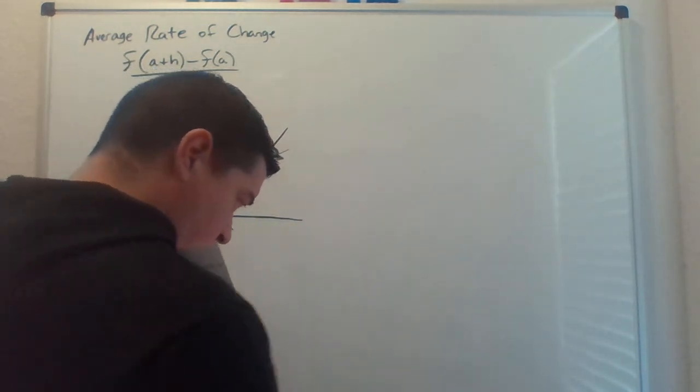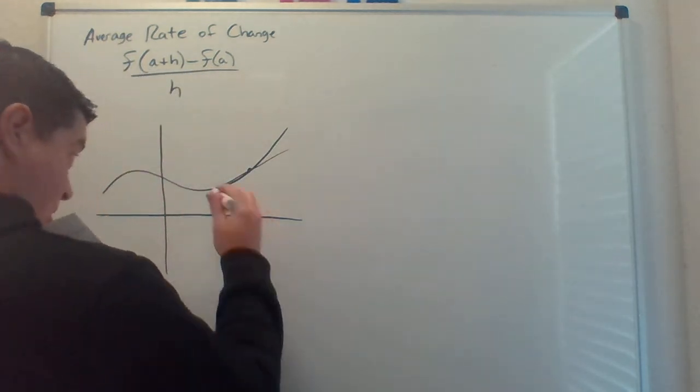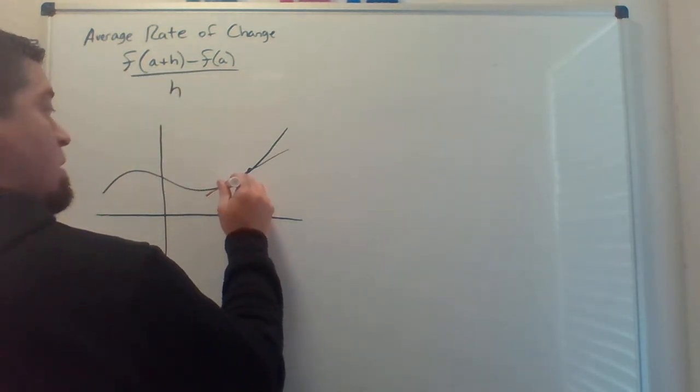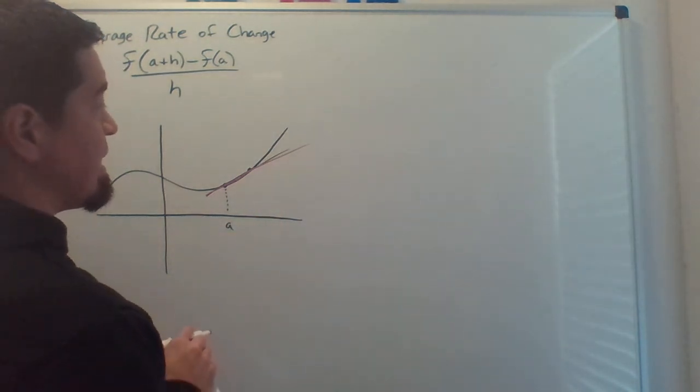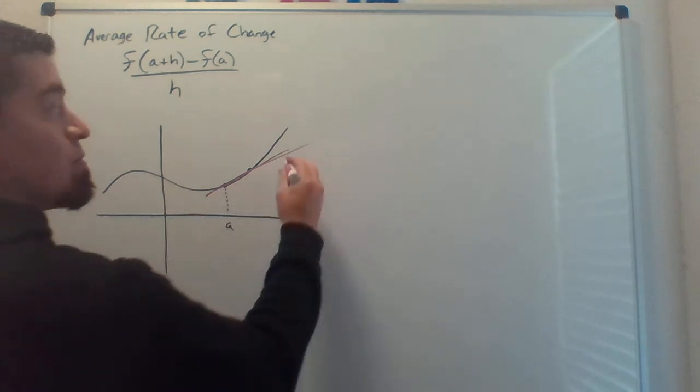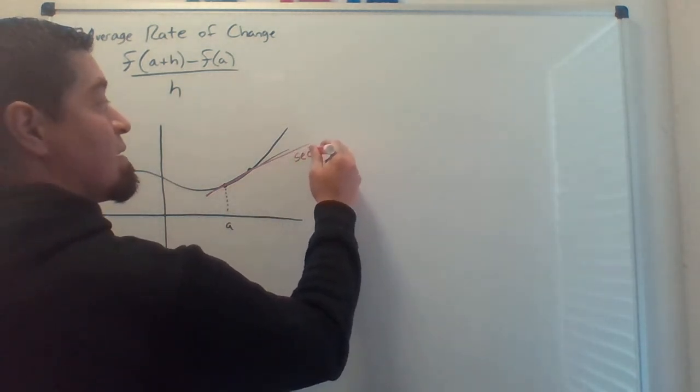I should probably use a different color, but that's the idea: we're trying to get the slope of this line to estimate the slope at that point, and this line is called the secant line.